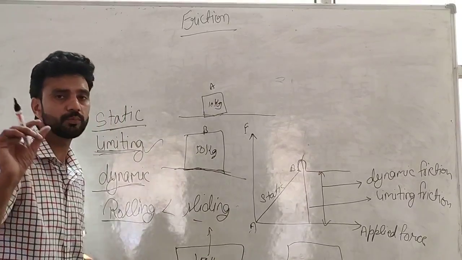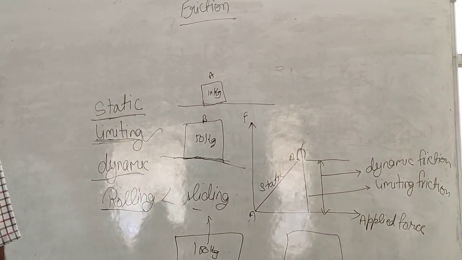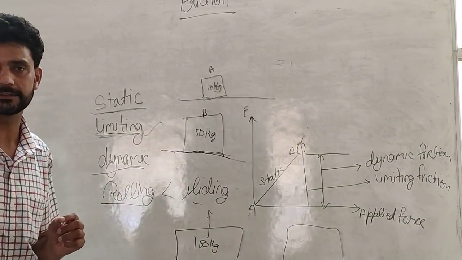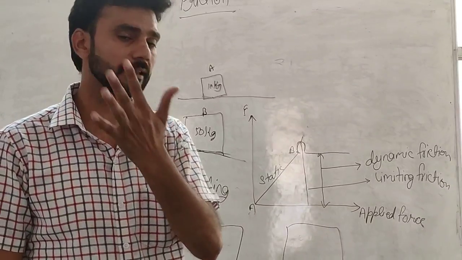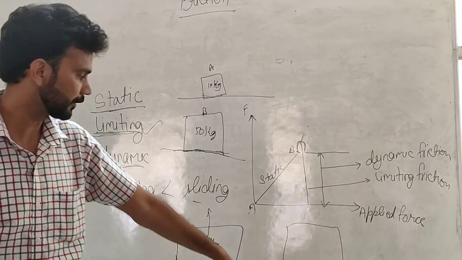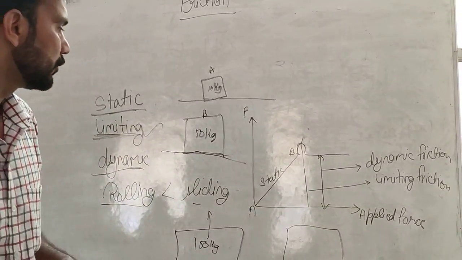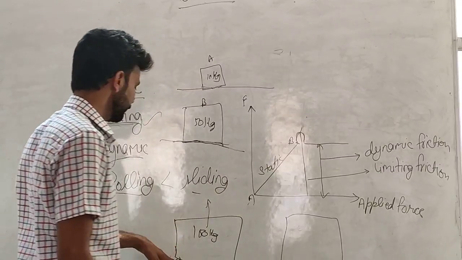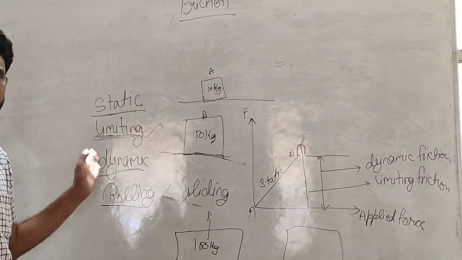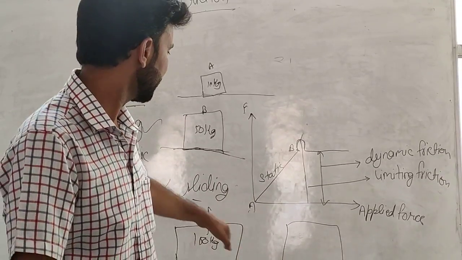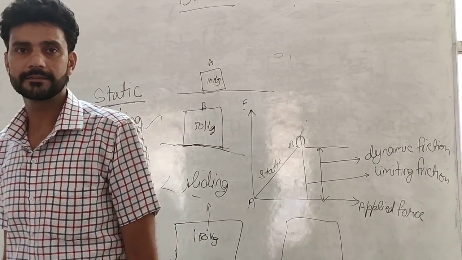Because in rolling the area of contact is less. At a time a small amount of area comes in contact with the ground, so there will be a small interlocking of irregularities. But in sliding, a large area comes in contact with the ground, so a large number of irregularities interlock with each other. So sliding friction is more than rolling friction. I told you why rolling is less than sliding: because in sliding the area of contact is high, and in rolling the area of contact is less.